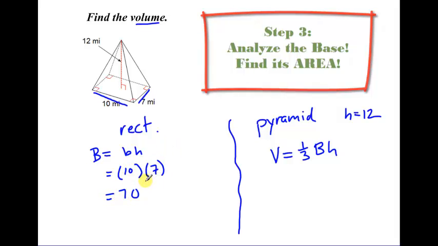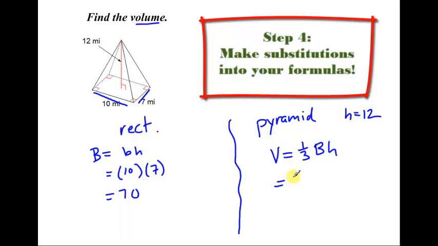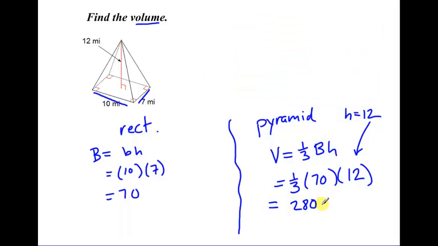And now we're on our final step. We're ready to plug those numbers into our final formula, bringing down the 1/3, 70 for base area, and back up here we got our height of 12. So our final calculation here looks like 280 cubic miles. It's a pretty big mountain.